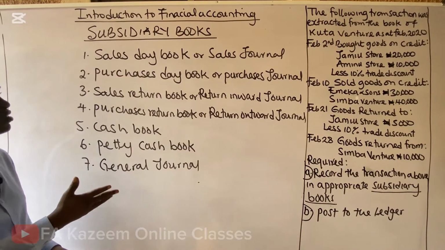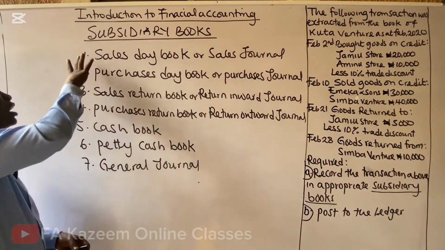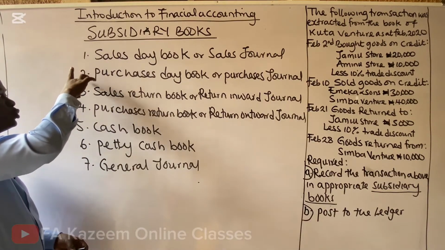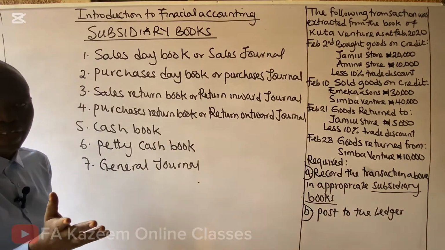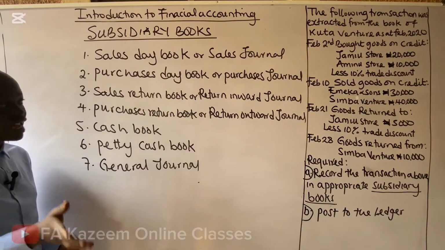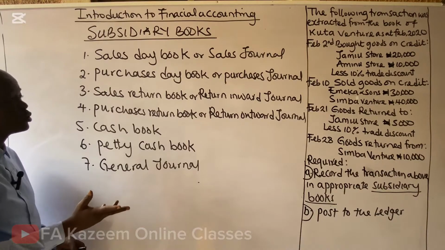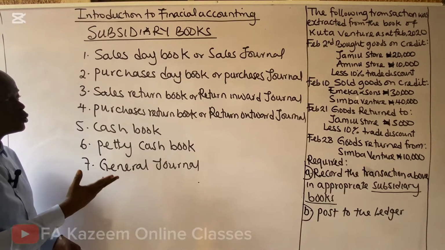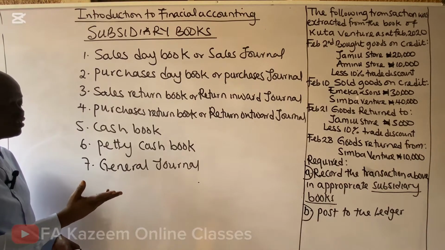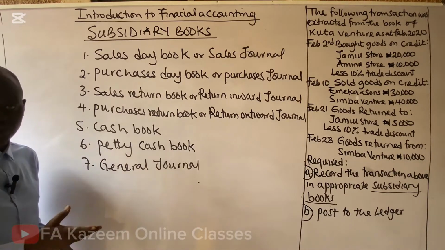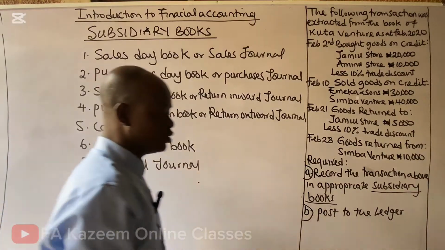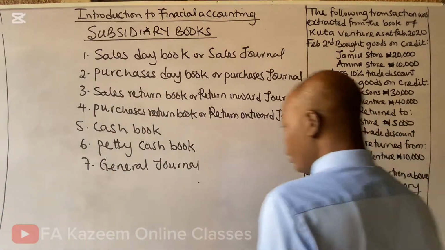With today's lecture, we are going to cover one, two, three, four. Why? We know them as special journals. In that case, today we'll be looking at the sales day book, the purchases day book, the sales return book, and the purchases return book. And in our next video, we'll be looking at the cash book. Let's start with today's topic.